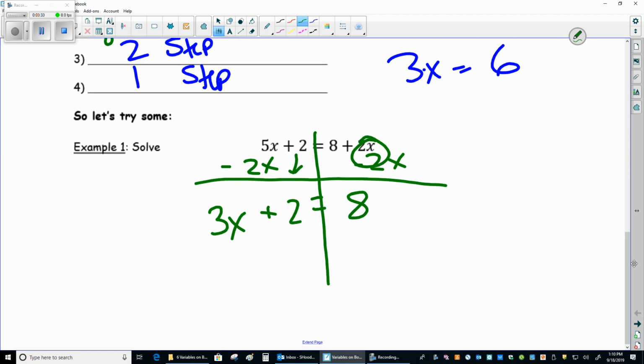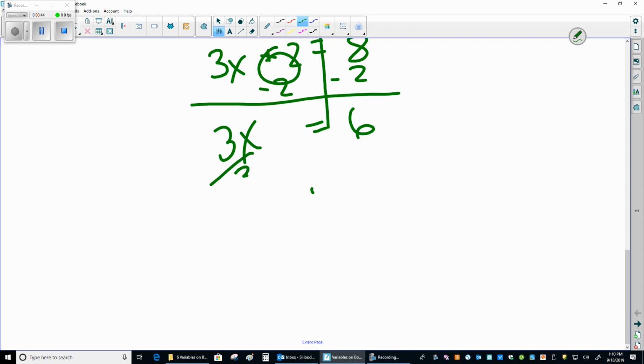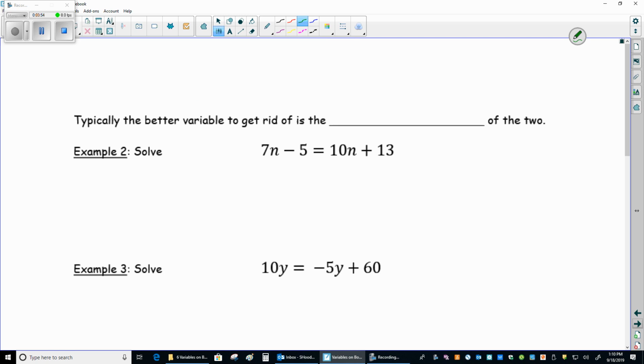I'm going to get rid of the thing that I'm not attached to. I'm going to get rid of that bouncer to get 3x is 6. And now I can get rid of that hugger with the thing that I'm really attached to. Divide by 3, and you end up getting x is 2. Okay? That's it. That's why I said it's sort of a short notes today. I have a couple more examples to go over with you guys on the next page.